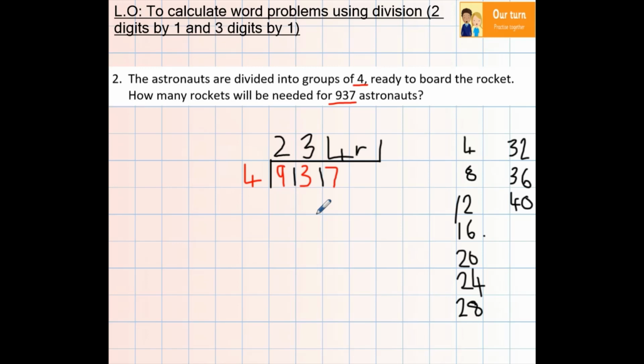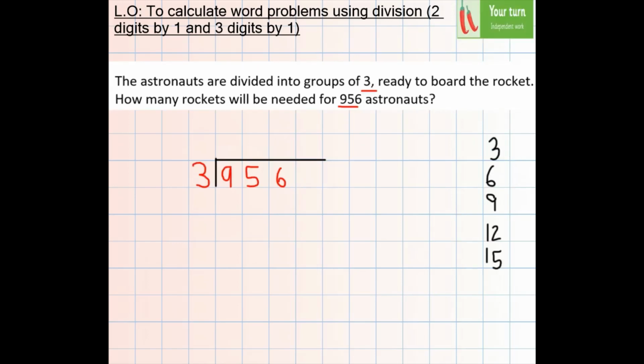So the answer, how many rockets will be needed for those astronauts? We've got here 234 remainder 1, but if you think about it in rockets, how many rockets do you think we need? Remember, we can't leave that remainder 1 behind.